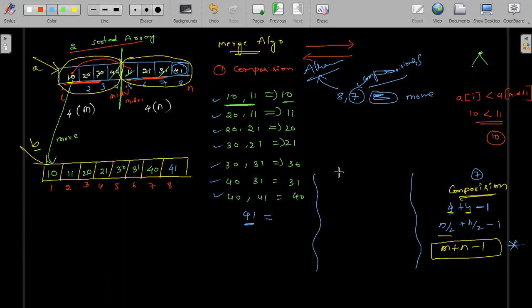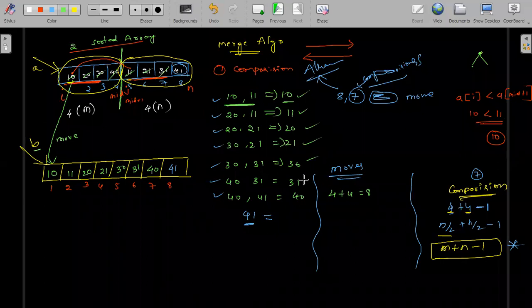Let's show the moves also. Okay, now see the moves. See, there are 4 and 8 here. So that is the reason why I will do 4 plus 4. Yes or not? 4 plus 4 is equal to 8. Why? Because I'm telling you very clearly. 10 I moved to B, 11 I moved to B, again 12, 21, 36, 30, 31, 40.